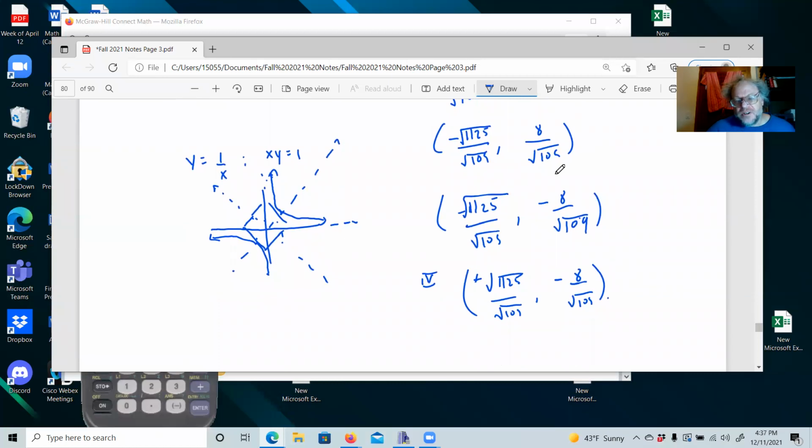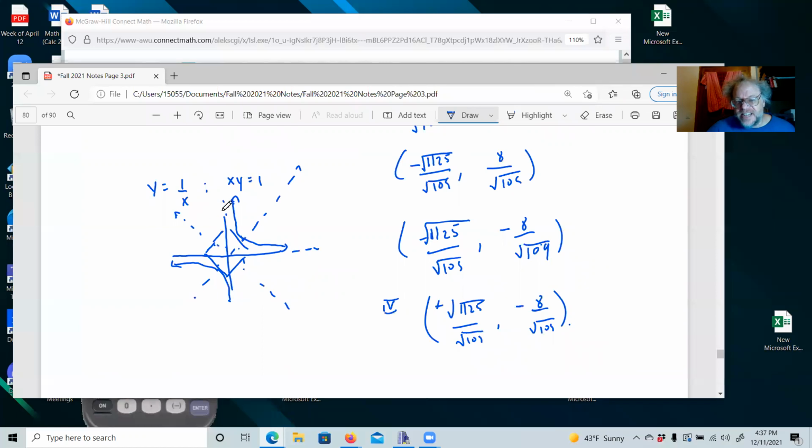So we'll let you go with that, and that is how you graph conic sections, and that is how you deal with nonlinear equations, systems of nonlinear equations. All right, good.